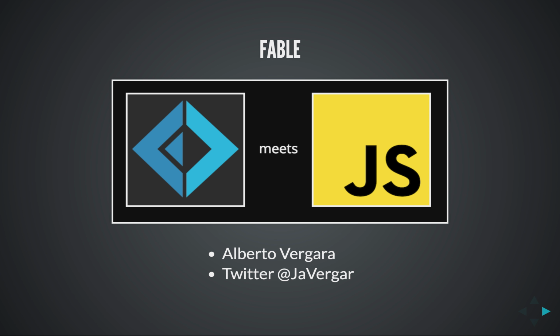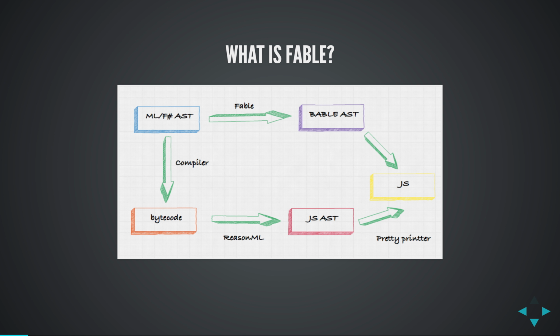I'm going to talk to you about the Fable Compiler, which kind of brings together F# and JavaScript in a very interesting way. To have a clear view of what Fable is, we can compare it with Reason, for example. Reason is another compiler that targets OCaml and translates that to JavaScript.